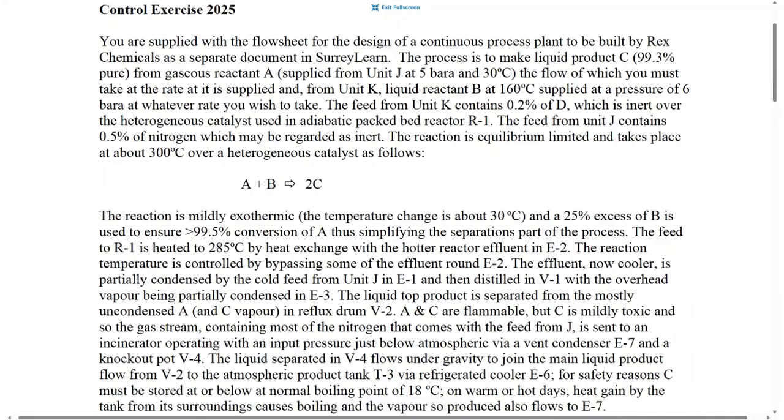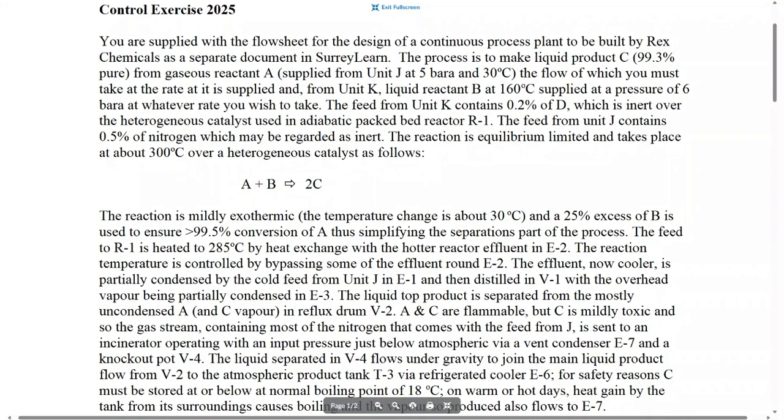Control exercise 2025. You are supplied with a flowsheet for the design of a continuous process plant to be built by Rex Chemicals as a separate document in Surrey Learn. The process is to make liquid product C, whose purity is approximately 99.3%, from a gaseous reactant A, supplied from unit J at 5 bar and 30 degrees Celsius, the flow of which you must take at the rate at which it is supplied, and from unit K, liquid reactant B at 160 degrees Celsius, supplied at a pressure of 6 bar, at whatever rate you wish to take.